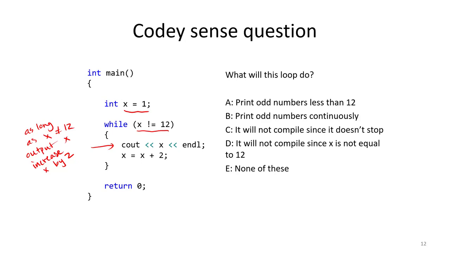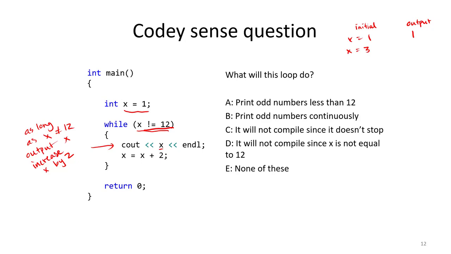Okay, well, let's just try tracking what's happening. So initially, x is 1, right? So initially we have x is equal to 1. And then x is not equal to 12. So what do we do? Well, we output just the number 1. That's nice. And then we increase x to 3.